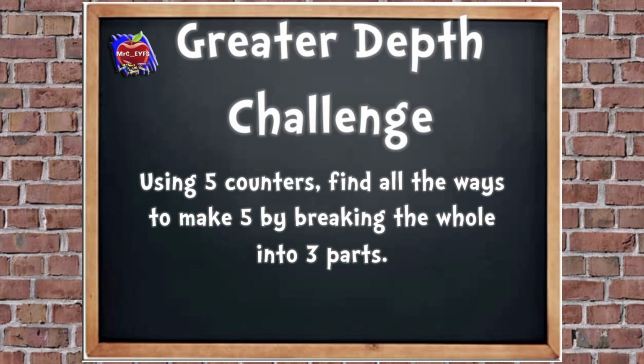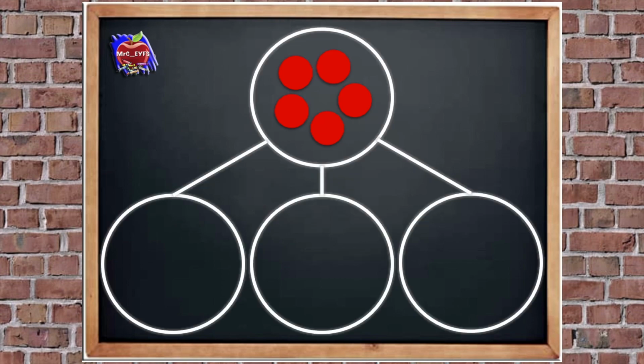So I'm going to show you how to do this because you're going to need a different type of part whole frame. So, can you see now this one? We've still got the whole at the top with our 5 counters, but I've now got 3 parts. So, it's going to be something add something add something equals 5. So 3 parts. Are you ready?